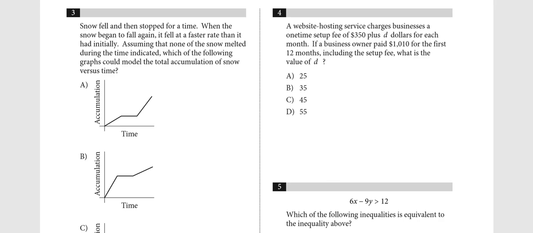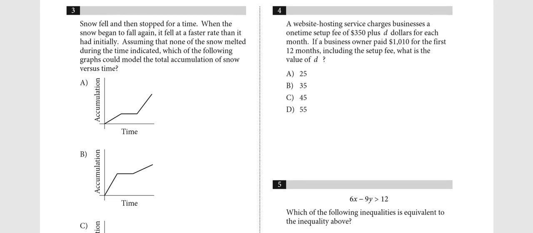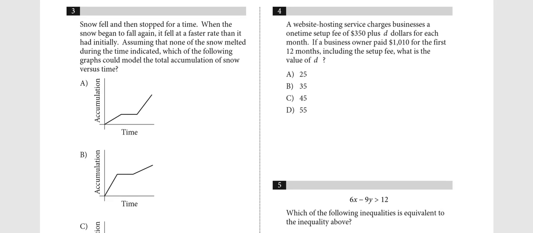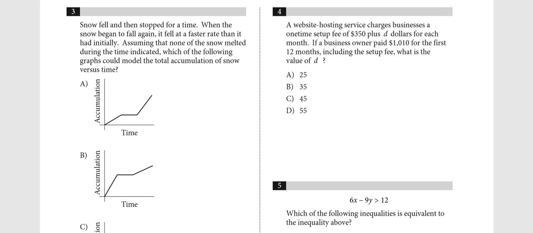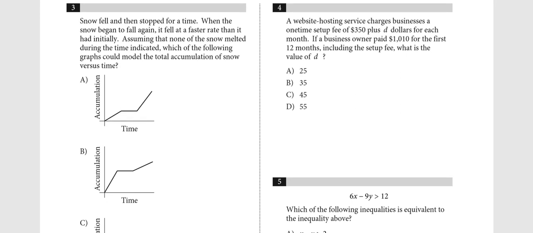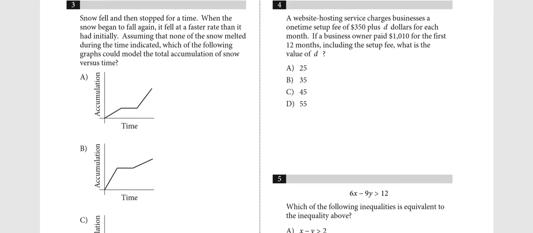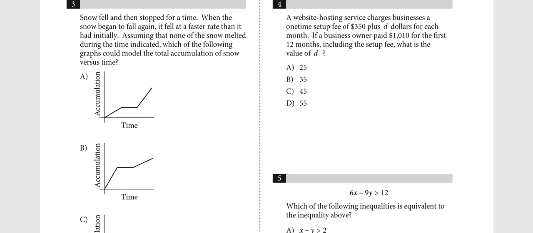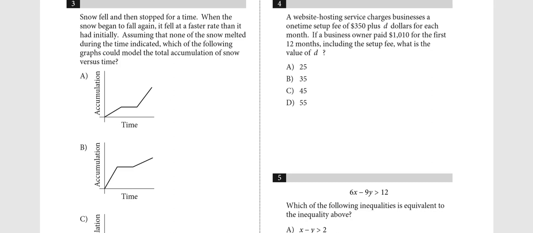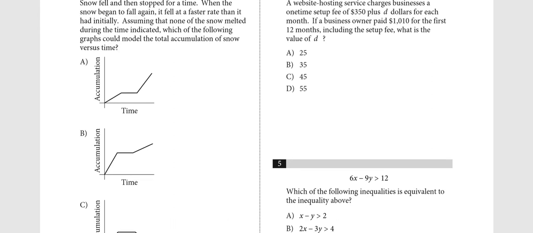Assuming none of the snow melted during the time indicated, it's not around here evidently, which of the following graphs could model the total accumulation of snow versus time? Snow began to fall, fell faster than it had initially. Well, it's definitely not at a constant rate. Assuming it began to fall, it fell at a faster rate than it had initially.